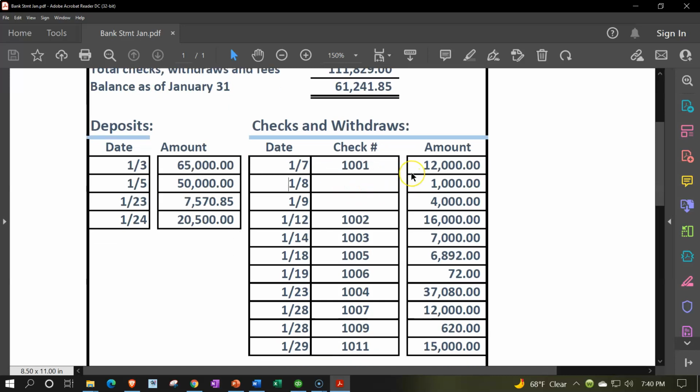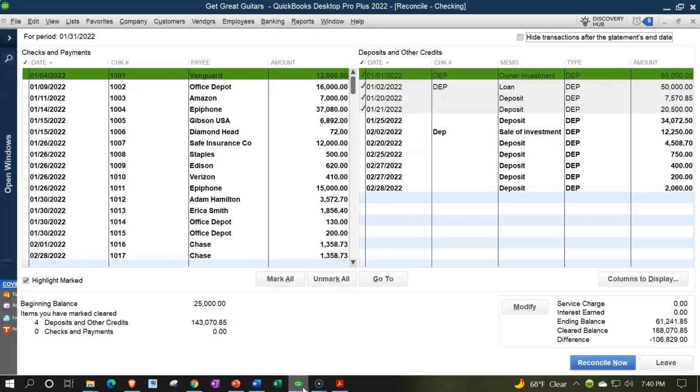So we're going to start here with the check number 1001 for 12,000. If I go on to here, we're going to say there's the 12,000. This is obviously easier to do as well if you have two screens, or if you have the bank statement actually printed out. But so there we have it.